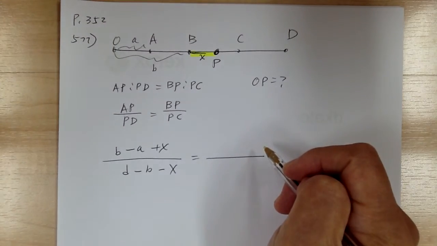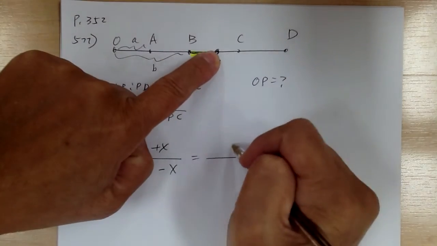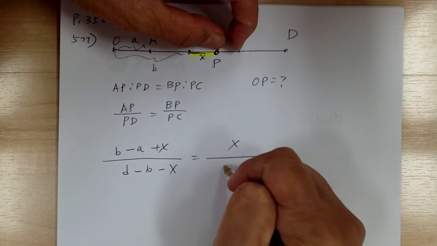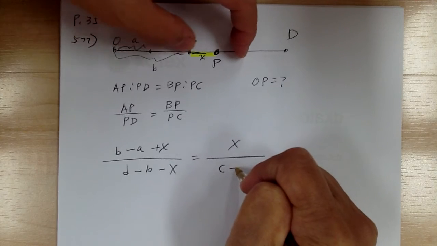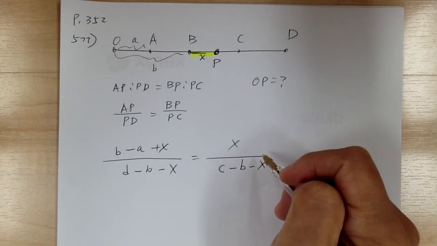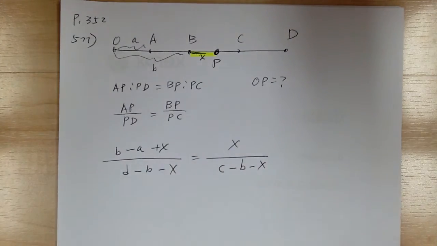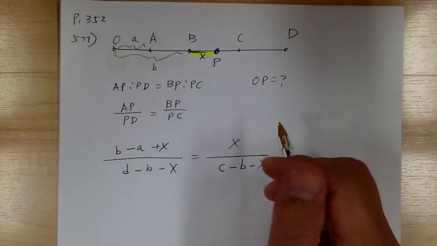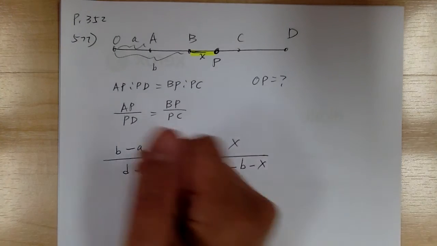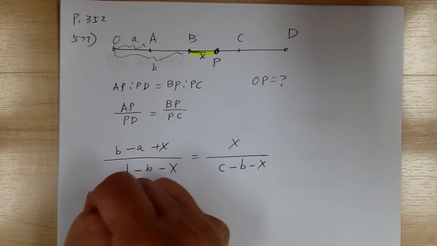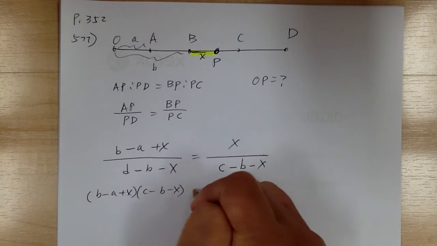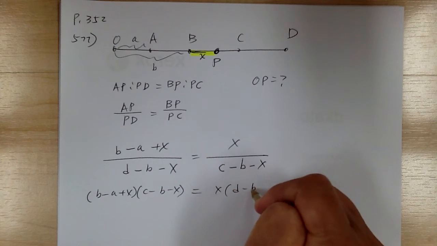Now BP would be just the X. The PC, this part over here, will equal C minus B minus X. Once we get these, the rest of it is just algebra, so just go and work it out. First I'm going to cross multiply. So B minus A plus X times C minus B minus X equals X times D minus B minus X.